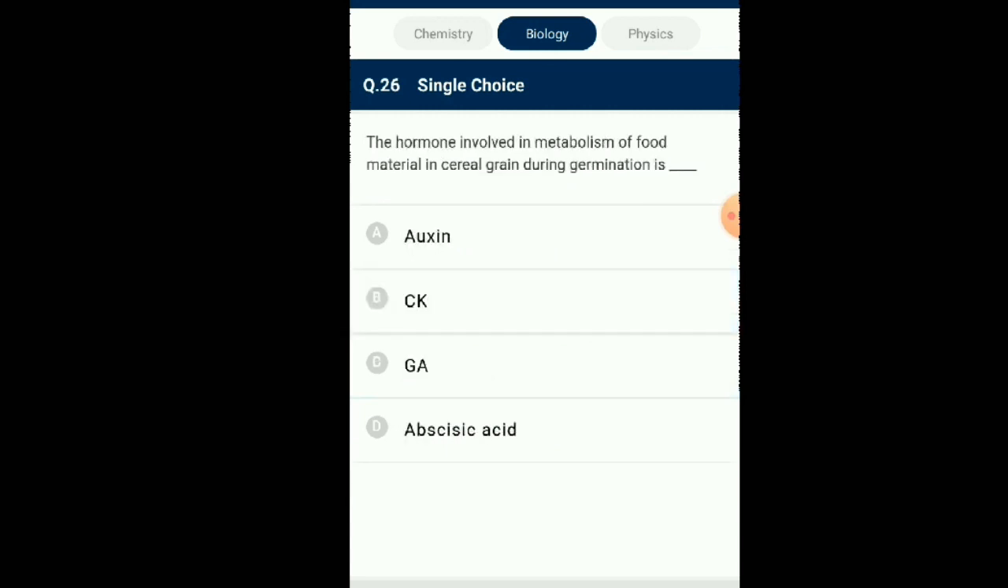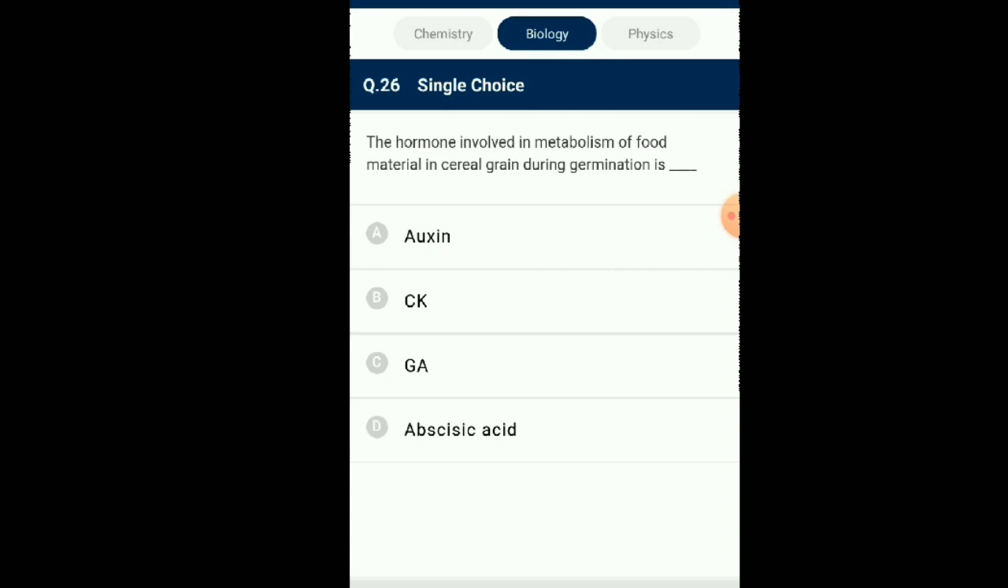Question number 26. The hormone involved in metabolism of food material in cereal grain during germination is gibberellin, a class of plant growth regulator. This hormone was discovered from the fungus Gibberella fujikuroi.